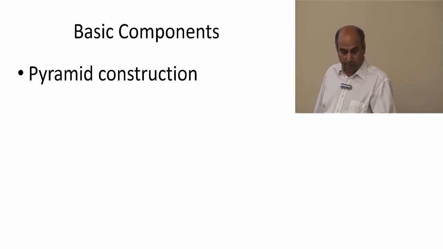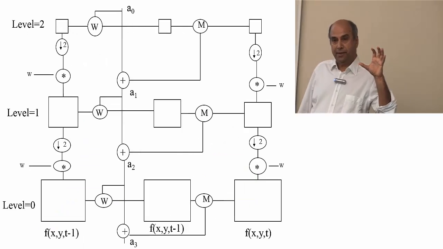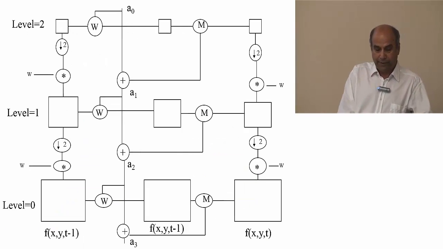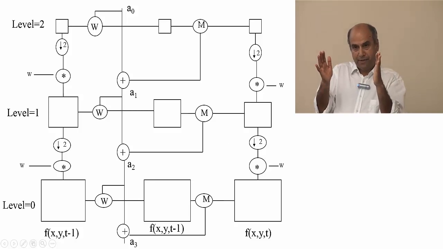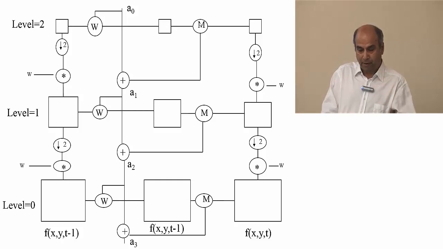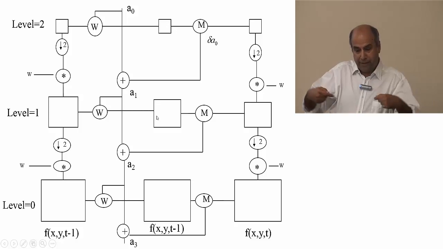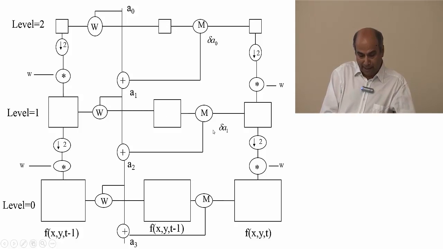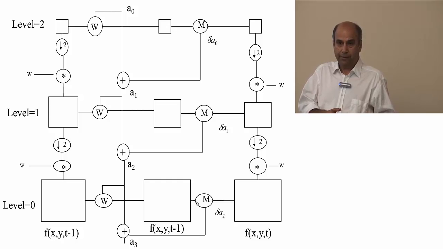That's what we talk about here: we start with some initial estimate, and then we take this, we warp this one, we get this. Then we use that linear system to estimate delta A. In this case, we'll call this delta A0. We add that to A0, get A1. Then we use that to warp it, then find delta A1, and add that to get A2. Then warp it, compute delta A2, and add that to get A3.